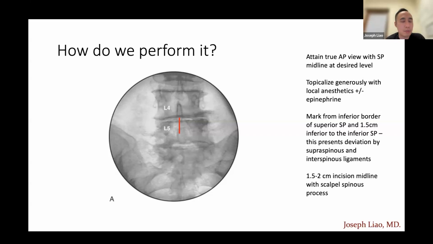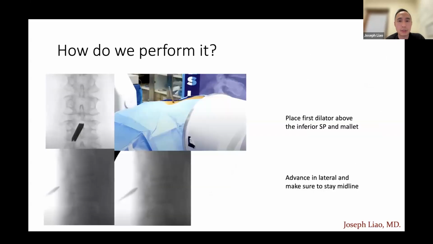And then from that point, you make about a 1.5 to 2 centimeter midline incision down to the level of the spinous process. Next, you put in the dilator and try to enter above the inferior spinous process with the initial dilator. Then you advance in a lateral view, and you want to ensure that you stay midline the whole time.